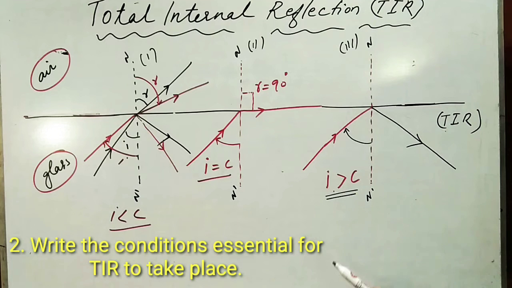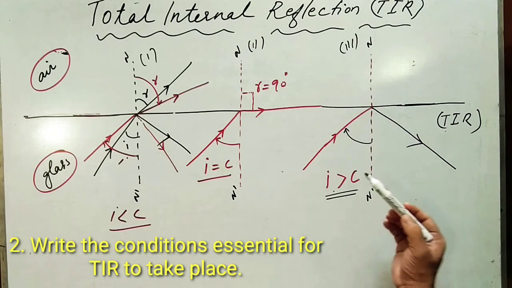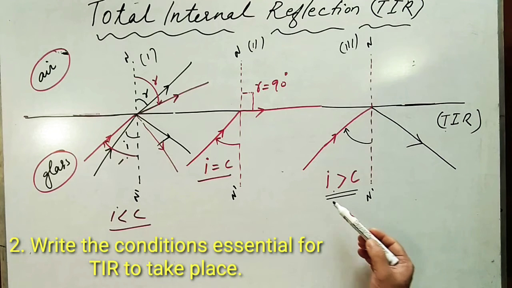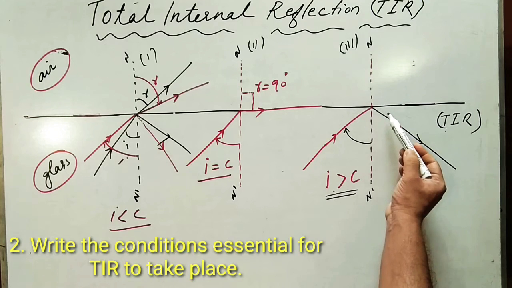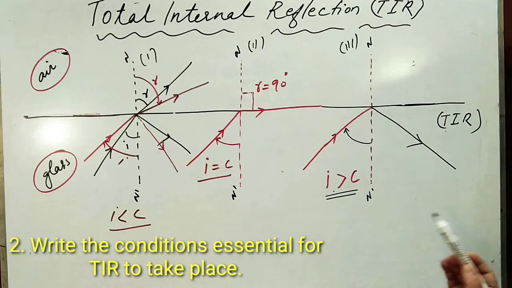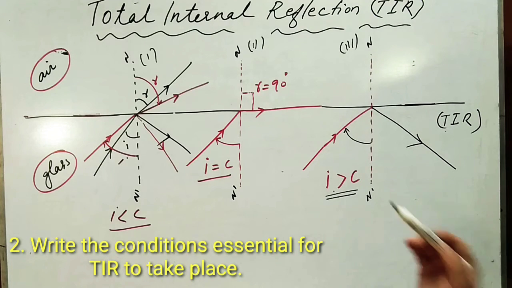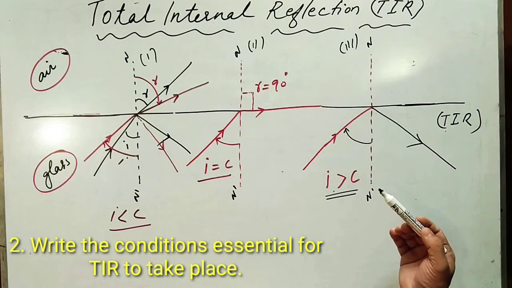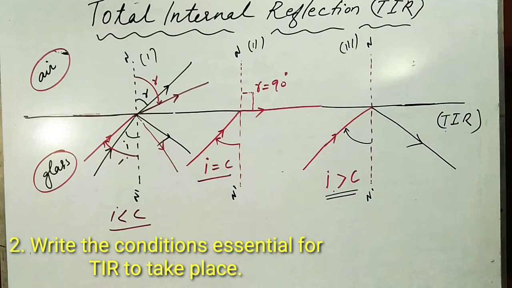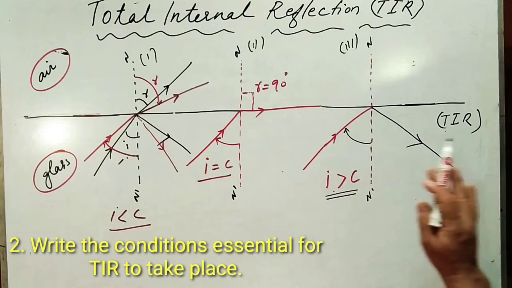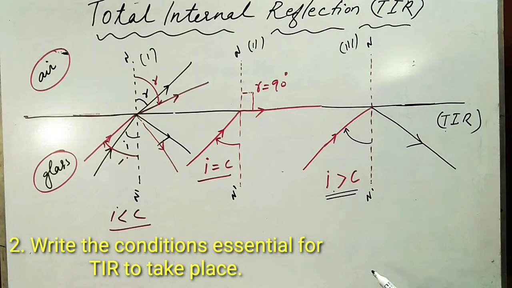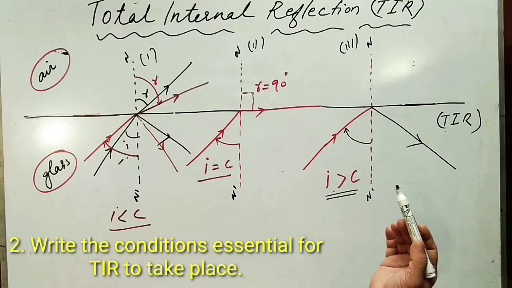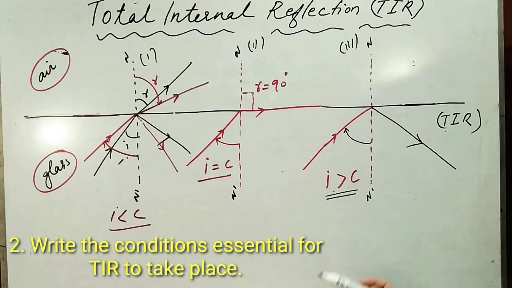All right. So total internal reflection is nothing but a special case of reflection in which, when the angle of incidence is greater than the critical angle, the whole light ray is reflected back to the same medium. And this phenomenon is known as total internal reflection. So what are the conditions essential for total internal reflection to take place? Total internal reflection will not take place at any time. Only when certain conditions are observed will this phenomenon take place.